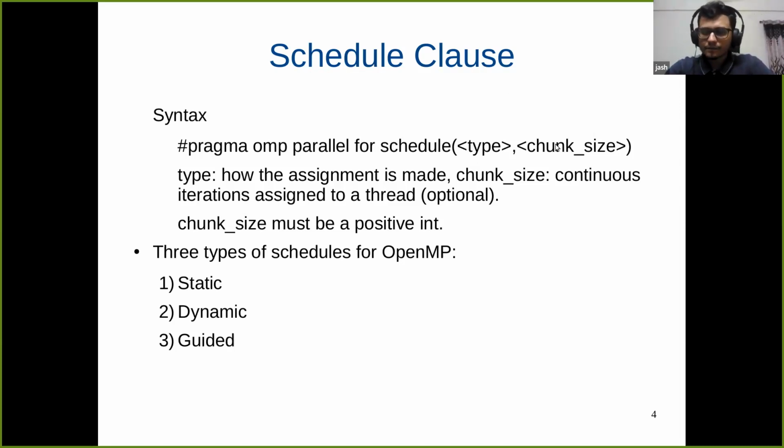The second thing is the chunk size. What chunk size tells us is how many continuous iterations you want to assign to a particular thread. This is an optional parameter. If you don't specify it, then OpenMP will by default create its own chunk size. But you can also specify your own chunk size, and we'll look into how we can specify different chunk sizes and see the behavior. So this is clear, right? One is the type of assignment and the second is the chunk size.